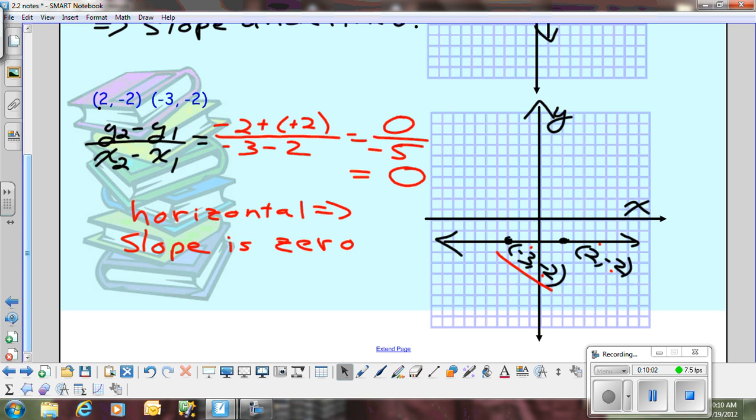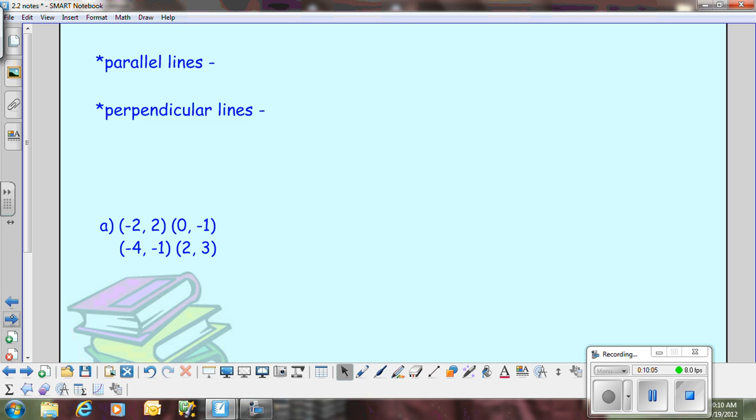Okay, let's keep going. This is a review from last year. Parallel lines have the same slope. So if you find the slope of two different lines and it is the same, you can say they are parallel. How about perpendicular? A little bit trickier, but you still should know this. They cross each other at 90 degrees. How about their slopes? They're opposite reciprocals. So write this down.